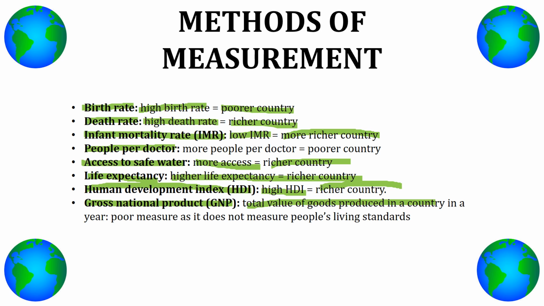Birth rate. The higher the birth rate, the poorer the country is, because obviously there's less access to contraception, so there are more babies being born.